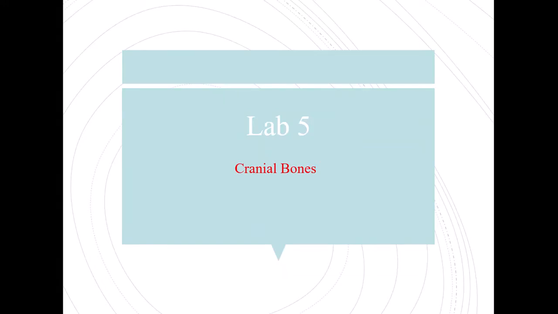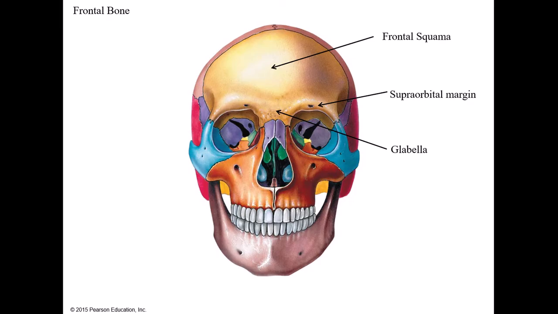In this lab, we'll take a look at the 8 cranial bones. So we have one bone that makes up most of our forehead. This is called the frontal bone. This flat portion right here, you're going to call the squamous portion or the squama.